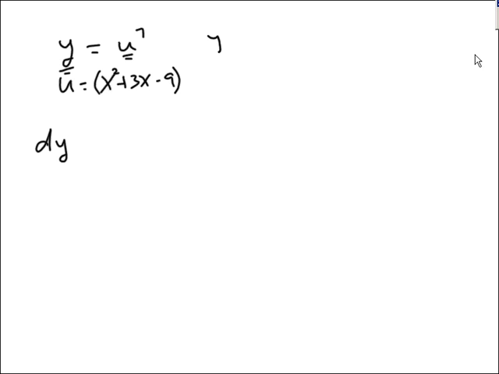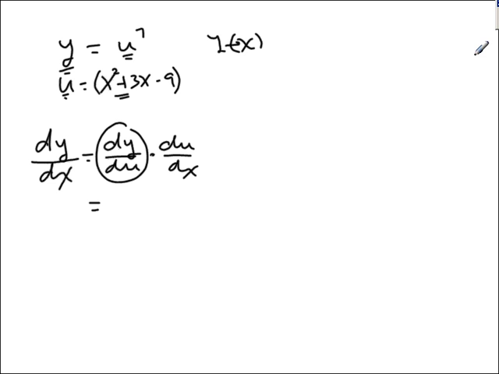If I tell you that y is equal to u to the 7th power, and u is x squared plus 3x minus 9. You could say, so y is in terms of u, but then u is in terms of x. So we have y in terms of x, so we can find the derivative of y in terms of x. And this here is dy du times du dx.